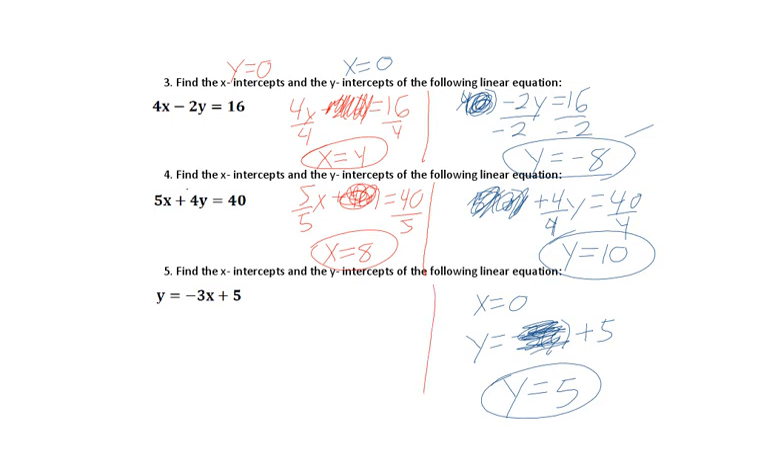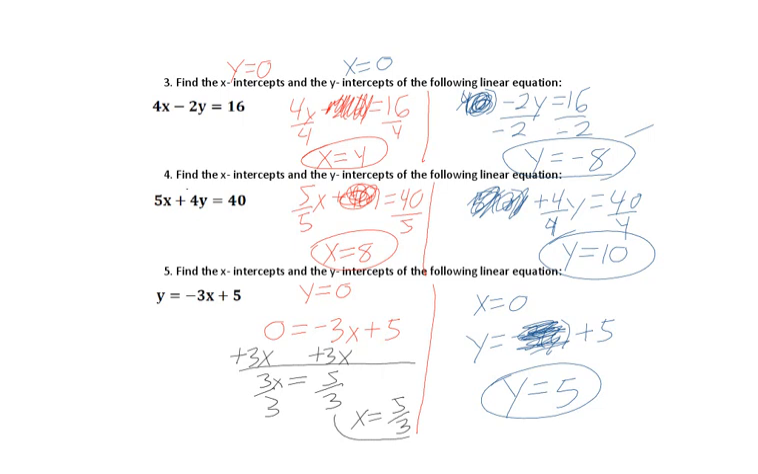Okay, now let's replace y with 0. If you do that, you get 0 equals negative 3x plus 5. So what I'd like to do right now is move 3x over. That way 3x will equal 5. Divide by 3. So x is 5 over 3, a fraction. Yeah, fractions are okay. You can get that sometimes.